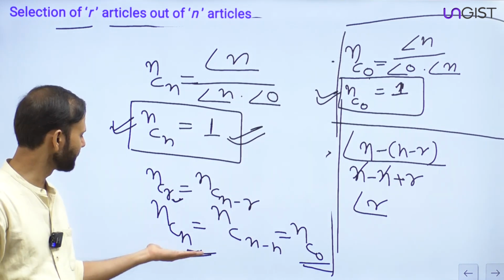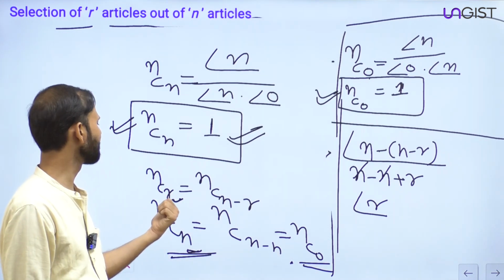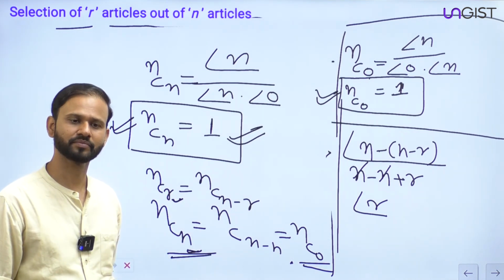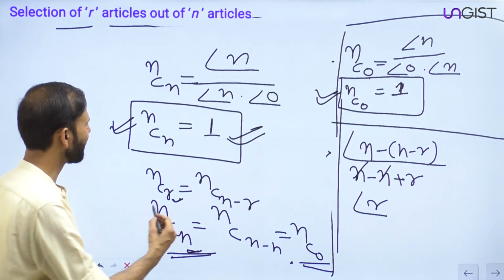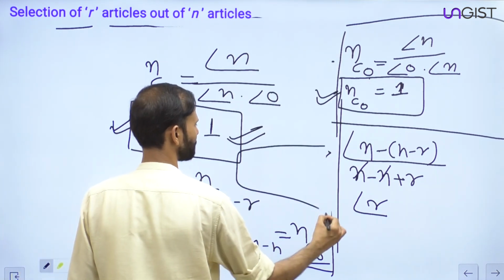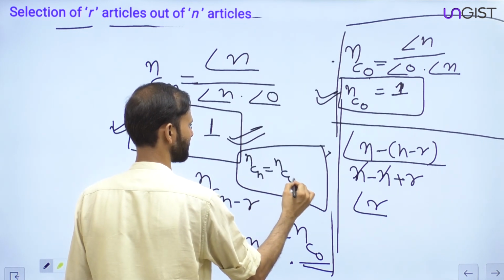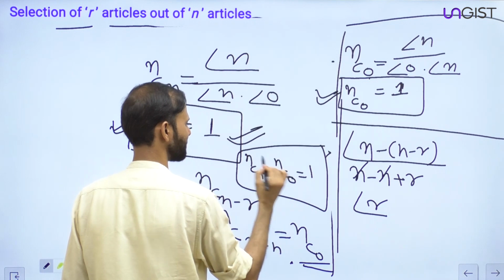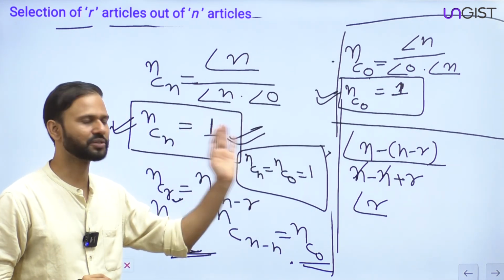Clear? nCn has to be equal to nC0, right? According to this, because nCr is equal to nC(n−r). Everybody fine now, right? So nCn is equal to nC0. nCn is equal to nC0 is equal to 1. Guys, it is clear. nCn is equal to nC0 is equal to 1.